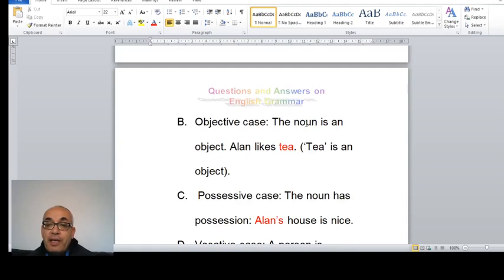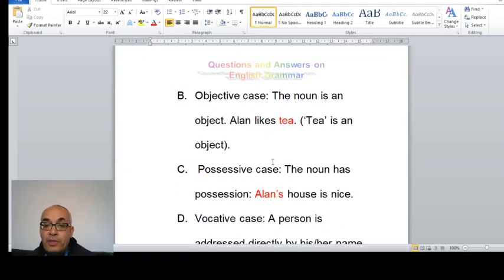Objective case means the noun is an object. So, Alan likes tea. Tea is in red, so tea is the objective case here. It shows the objective case because tea is the object. So the noun here is an object.